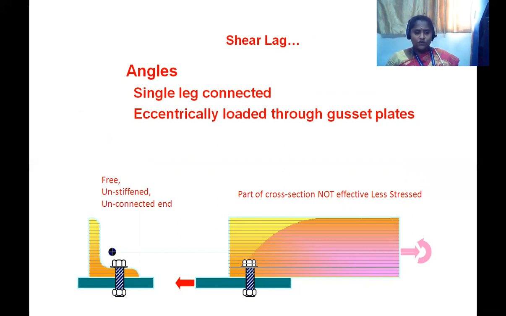See, in that example, you could see one leg that is unconnected. This is the unconnected leg and we call it the outstanding leg. And moreover, it is unstiffened. Unstiffened means that at many sections, whatever we design, a stiffener is additionally provided at frequent intervals throughout the length of the member. That sort of member we call a stiffened member, and members which are provided without stiffeners we call unstiffened members.